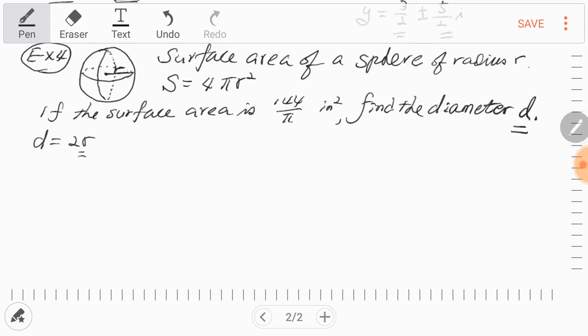So what we have to do is, first we gotta find the radius first. So using the surface area formula, plug in all the values. The surface area is 144 over pi. So replace s with 144 over pi. So that is equal to 4 pi r squared. Okay, from this we gotta find r. So let's leave r squared and then multiply each side by 1 over 4 pi.